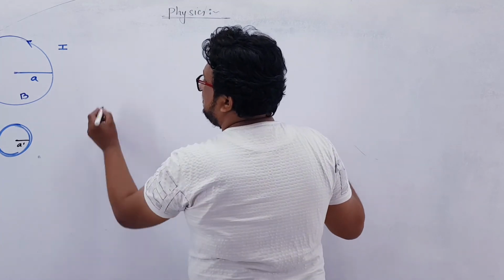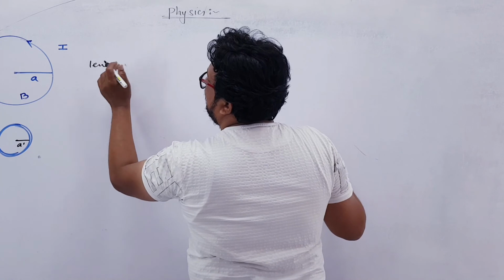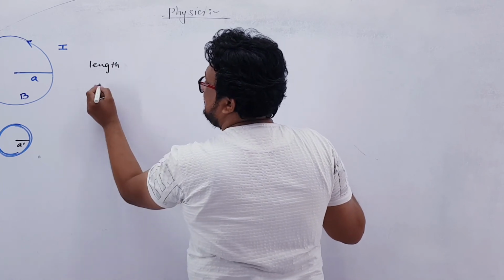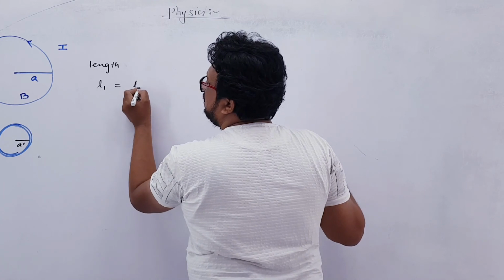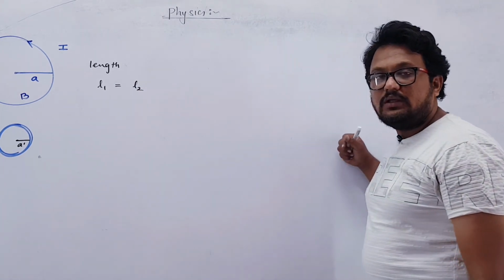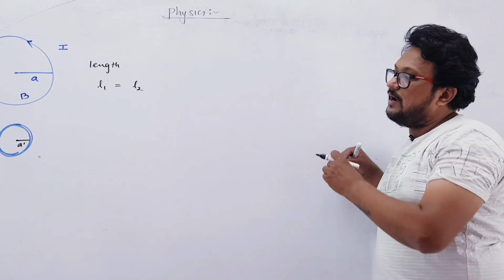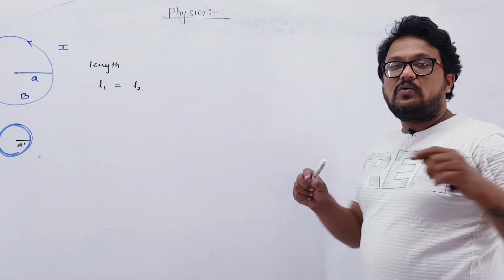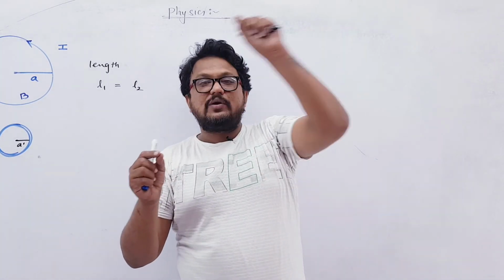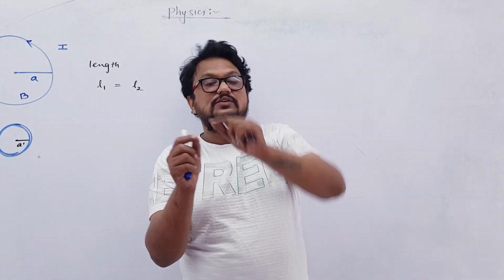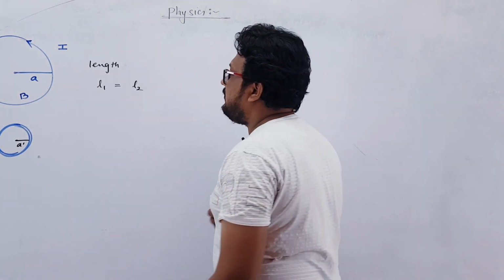You should remember that the length of both the rings, that is L1, let us say for the first ring, will be equal to the length of the second ring. Length of first ring will be equal to length of the second ring. Obviously the wire is of the same length, right? If you have a straight wire and you are making one loop, its radius will be very large. But if you are making two loops, then its radius will decrease. If you are taking three loops, then the radius will decrease even more. So here the length will be the same.